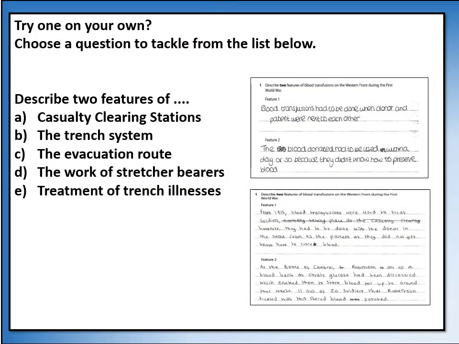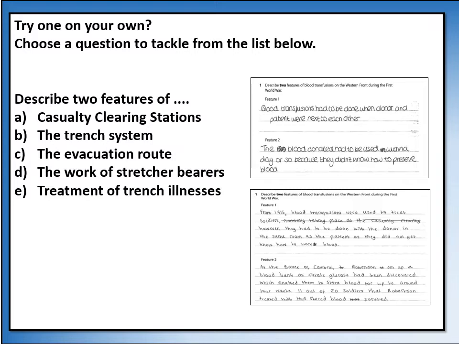Now these questions don't take long to do. They're not designed to take a long time. So you might just want to try a few on your own using that common stem to the question that we spoke about. Describe two features of. And if you look, I've got a list here of potential questions that you could try. You might want to give those a go.